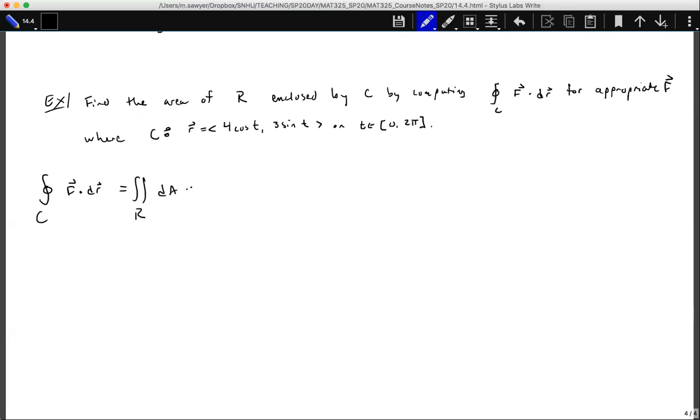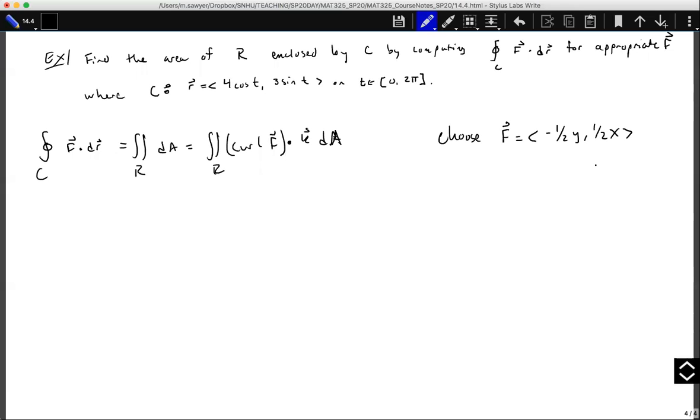And so, double integral over R dA, we can look at an appropriately chosen field. So our curl of f dotted with k dA. This is Green's theorem. When we're looking at this, since we're dealing with sines and cosines in our curve, let our vector field f be equal to ⟨−1/2 y, 1/2 x⟩. Anytime you have a cosine and sine in this sort of format, this choice of a vector field is often appropriate. Not always, but it's always a good choice to start.